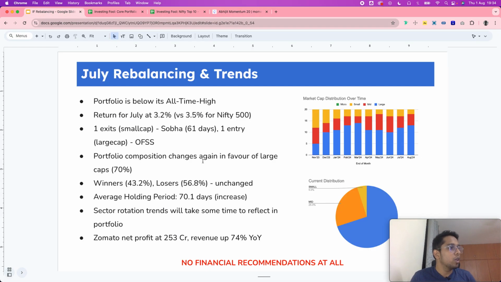Now, going back here, we removed one small cap and we added one large cap. So portfolio composition again tilted a little bit towards the large cap. So large caps now constitute 70% of our portfolio. Anyway, this is kind of a conservative universe only. We haven't got any micro caps at all ever. So you can see this green box. This represents micro. This is completely empty. So now large caps have become 70% of our portfolio.